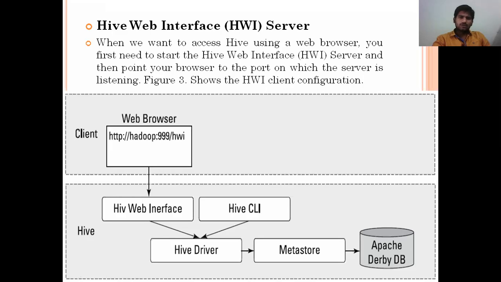If you want to access Hive using a web browser, we first need to start the Hive web interface, that is the HWI server, and point the browser to the port on which the server is listening. That is shown in figure number 3, the Hive client configuration.